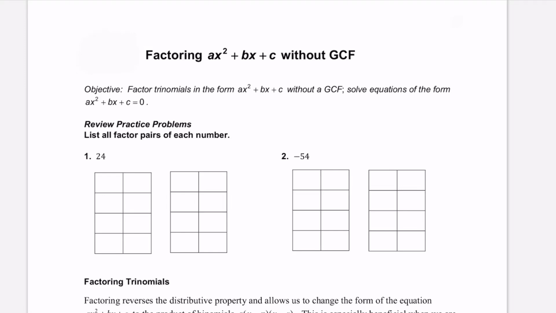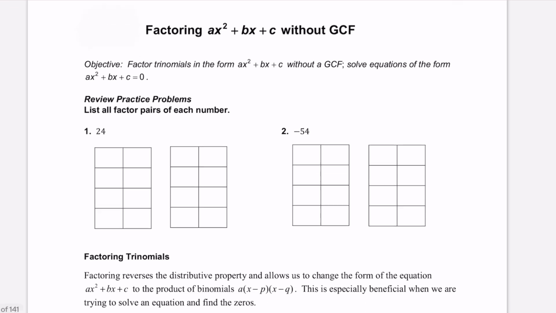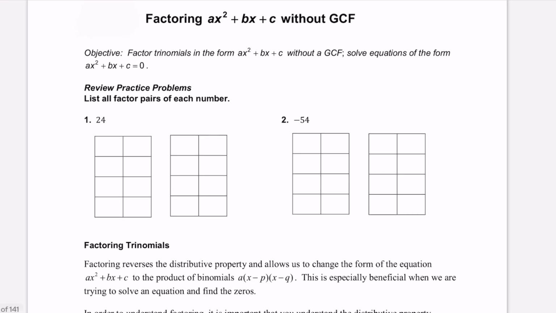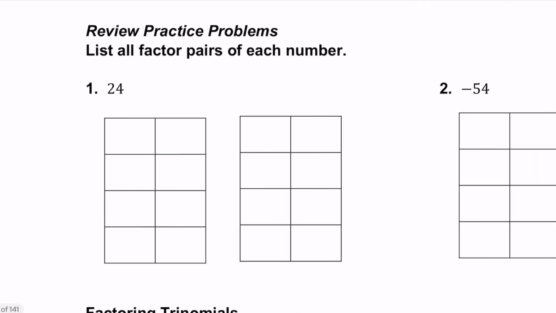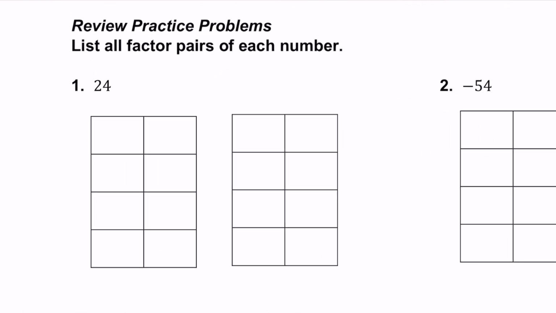Today we're looking at factoring ax squared plus bx plus c without a greatest common factor. So the first thing we're going to do is review by listing different sets of factor pairs. A factor pair is two numbers that multiply to equal whatever number you're looking for. So in example 1 we have the number 24.